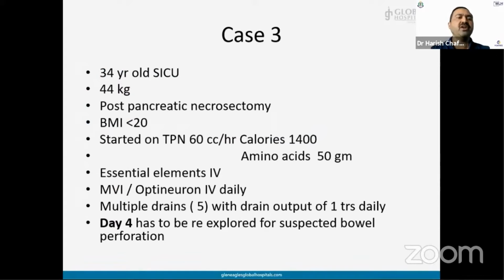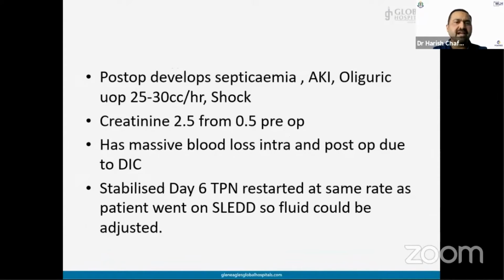A 34-year-old is my third case, 44 kg, post-pancreatic necrosectomy, BMI less than 20, started on TPN, 60 cc per hour with calories of 1400 and amino acids of 50 grams. Essential elements IV ongoing, MVI, Optineuron, multiple drains, around 5, with drain output of 1 liter daily. Day 4 had to be explored for suspected bowel perforation, and again post-op developed septicemia, AKI, oliguric, urine output being 25 to 30 cc per hour. Patient is in shock with creatinine of 2.5 from 0.5 pre-op. Has a massive blood loss intra and post-op due to DIC. Stabilized on day 6, TPN restarted at the same rate as the patient went on SLED and fluid could be adjusted.